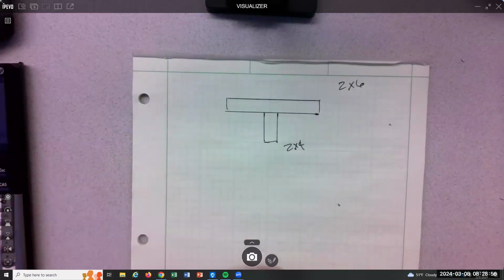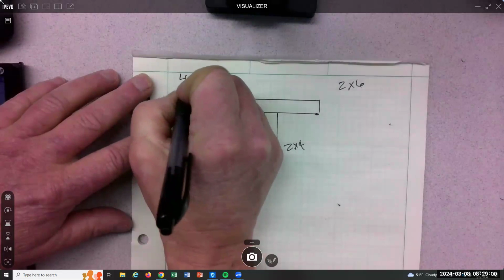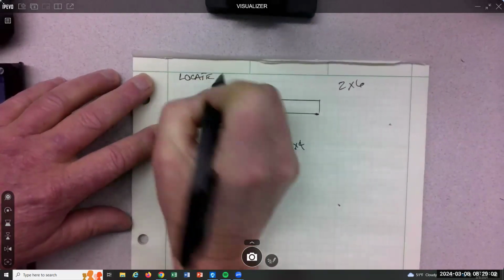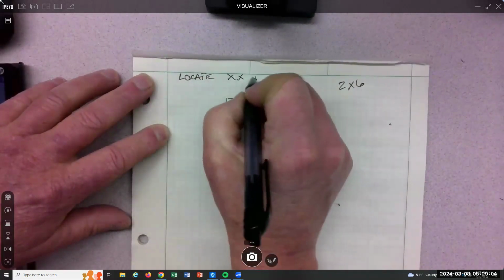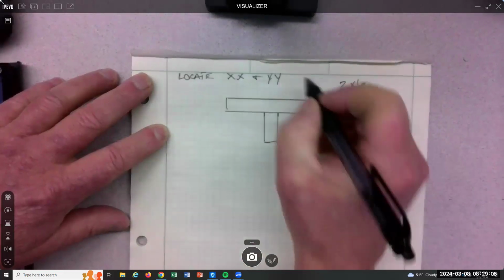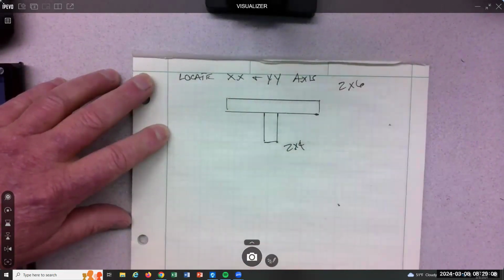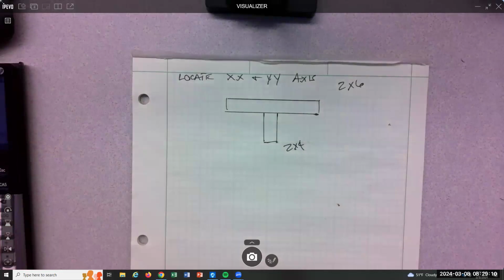Should we practice? Let's do it. So this would say locate the X-X and Y-Y axis. And that's a 2x6. And how big is a 2x6? Yeah, it's not 2x6. It's 1.5 by 5.5. And if you don't know, you can look it up.